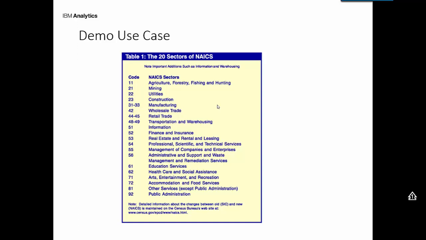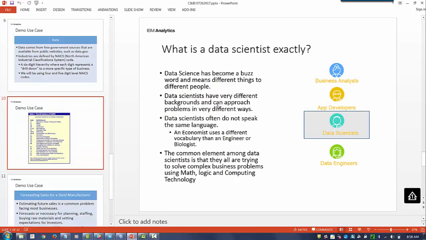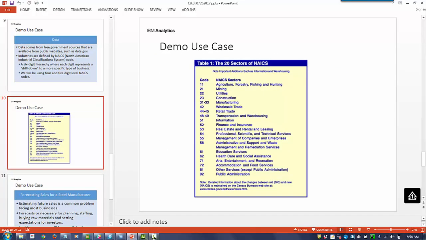You go into another level, that might be soybean farming with fertilizer or organic or something like that, but you get the idea. Each one of these industries rolls down. By the time you get to the sixth level, you get to a very specific type of business. Any questions about that? Okay, I'm going to go ahead and switch over to SPSS Modeler then.